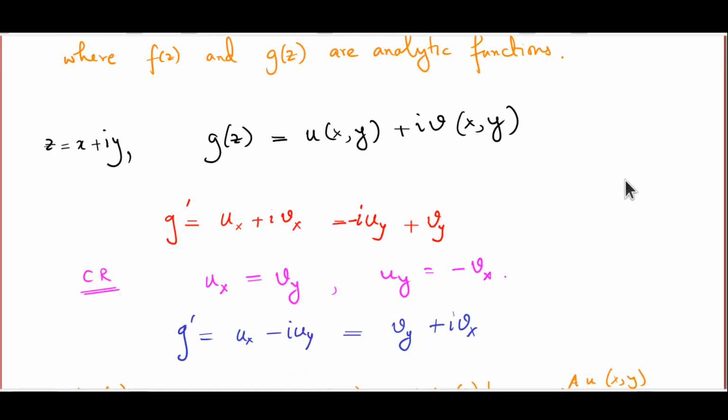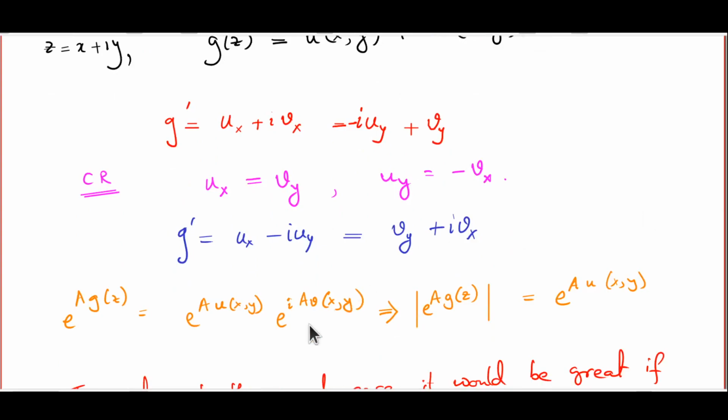Note that we are trying to integrate f of z times e to the power a g of z, and in this, for large positive a, the dominant term will be the exponential e to the a g of z. Now, e to the a g of z can be written simply in this form: e to the a u(x,y) times e to the i a v(x,y). The second term gives you a pure phase of magnitude 1. Hence, the magnitude of this piece of the integrand, e to the a g of z, is given by e to the power a u(x,y). So basically the magnitude of the integrand is controlled by the real part of this function g.